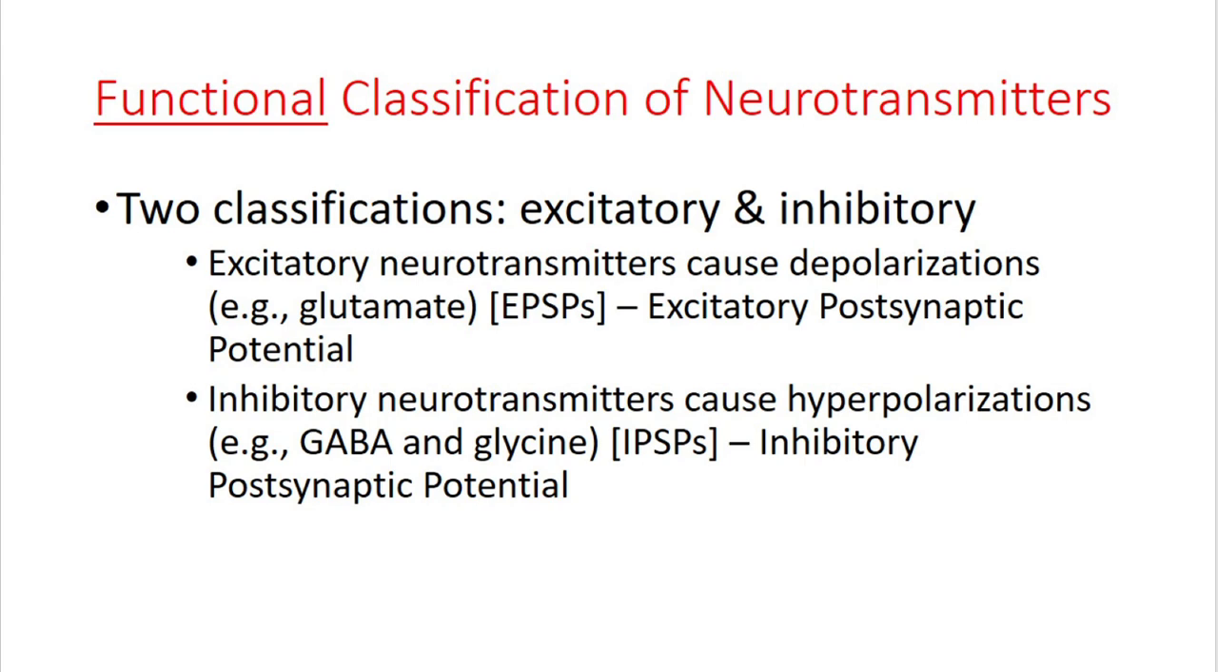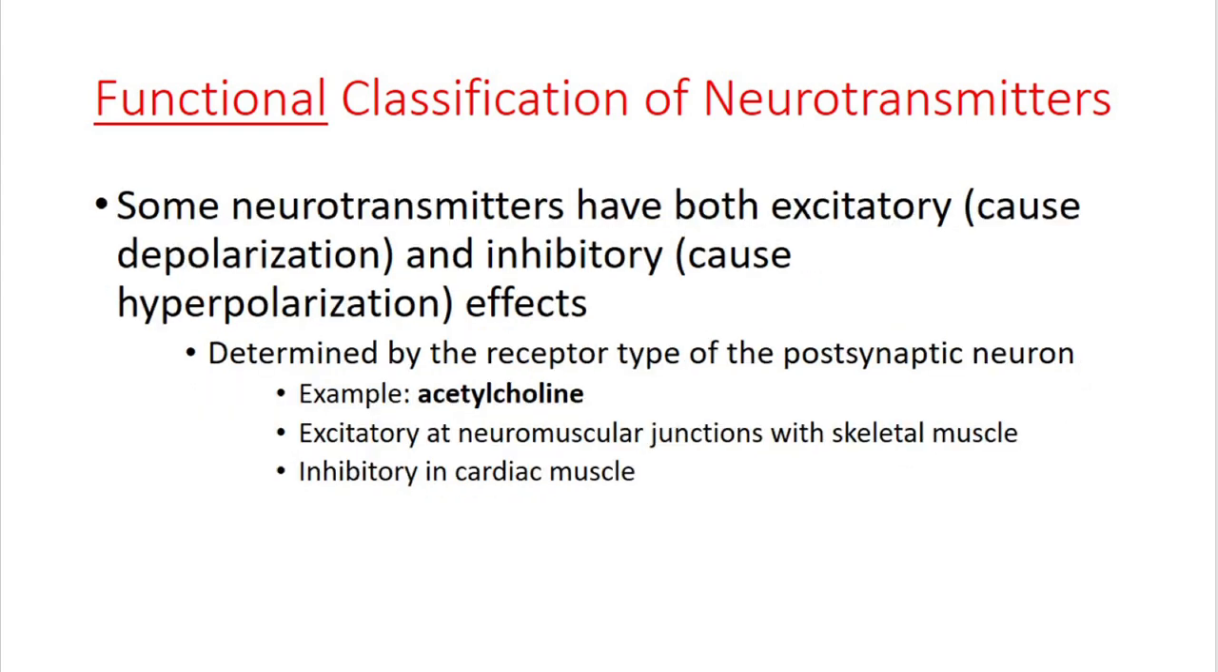What we would call an excitatory signal that reaches a postsynaptic cell is an EPSP, or excitatory postsynaptic potential. What we would call an inhibitory signal that reaches a postsynaptic cell is an IPSP, or an inhibitory postsynaptic potential. So some neurotransmitters can be excitatory and inhibitory. Others are only one or the other.